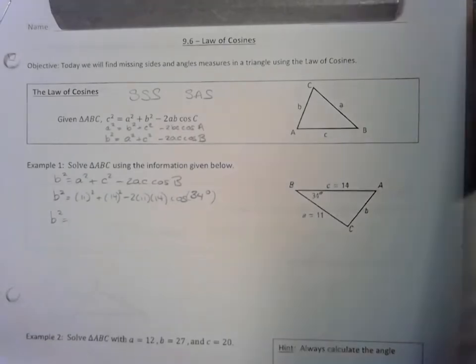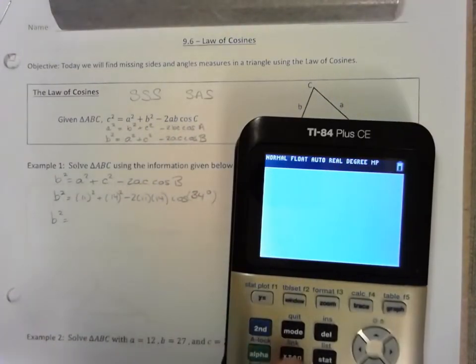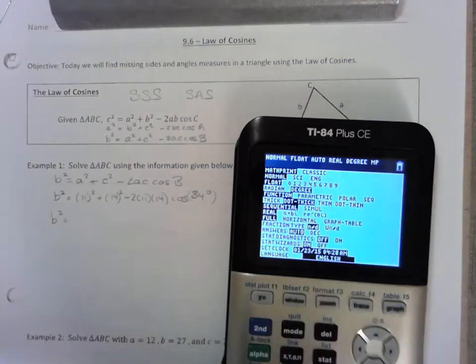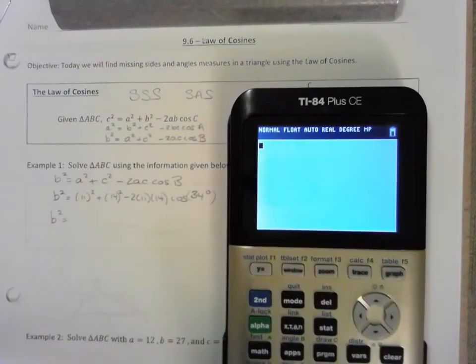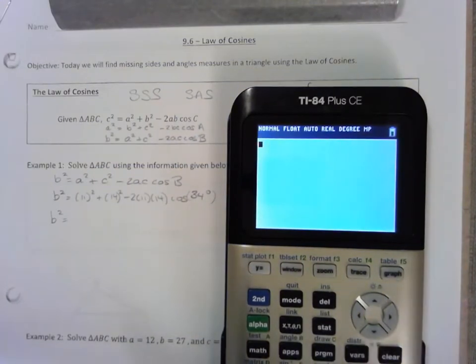Also, make sure that one more time, because we're given an angle in degrees, we want to make sure our calculator is in degree mode instead of radian mode. Anytime you reset your memory or you put in new batteries, it might default back to radian mode, so I always check.